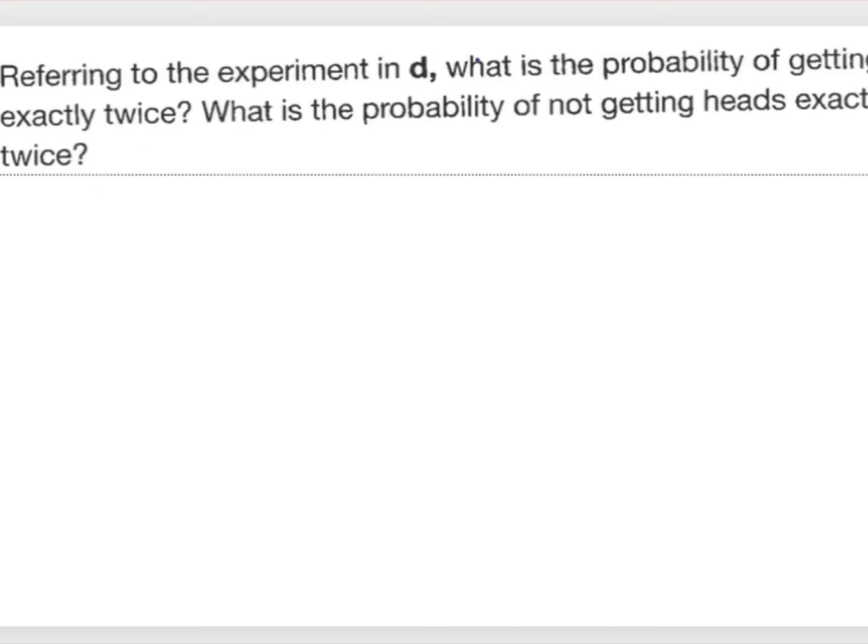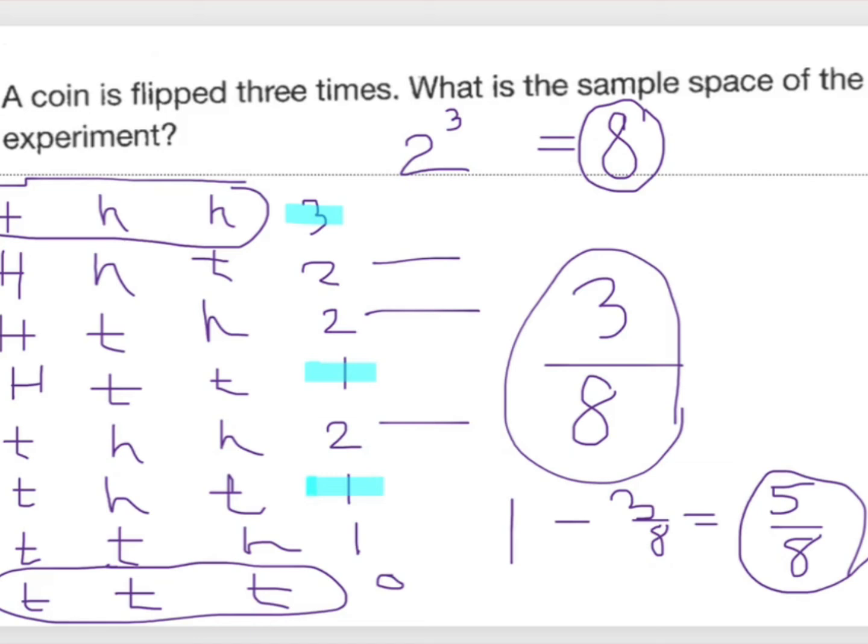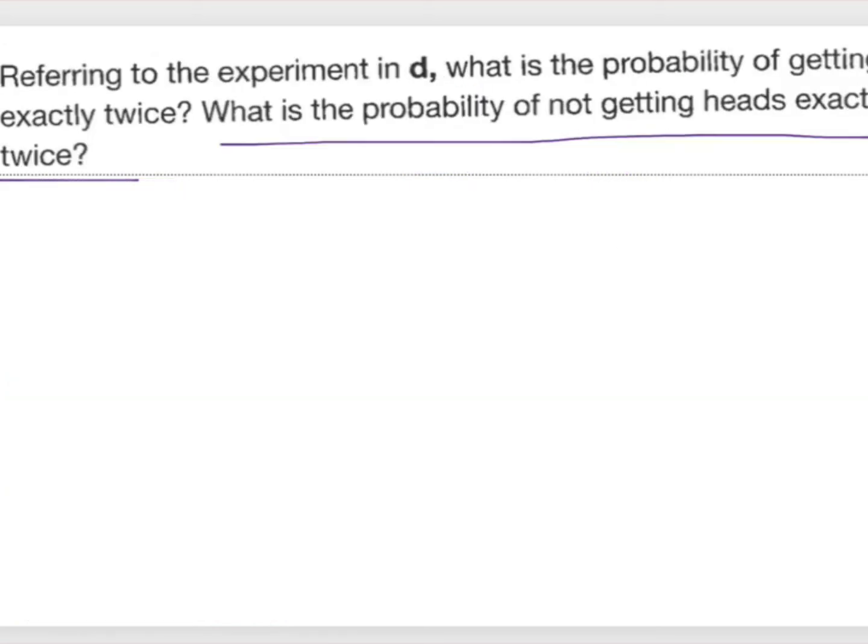It says, what is the probability of not getting heads exactly twice? Now, we could go back and count them up, or we could say, oh, that's the complement. And we could just say 1 minus 3/8 is 5/8. So the probability of not getting heads exactly twice is 5/8, because it would be everything that we didn't count the first time. 1, 2, 3, 4, 5 eighths were not exactly 2 heads.